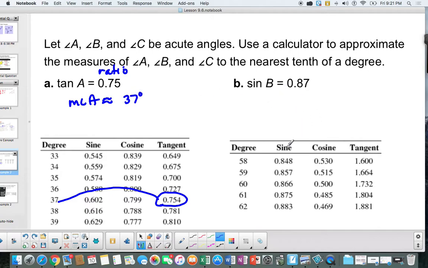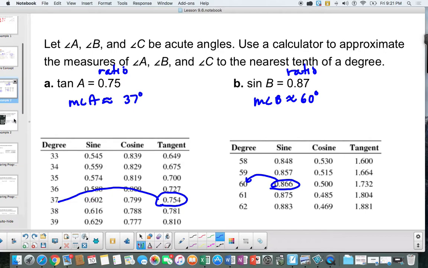Now here we have to read the sine column, and right here is the ratio. And we're going to go backwards and find the angle. So we can say that the measure of angle B is about 60 degrees. So we're going through an undoing process, and this is called an inverse.